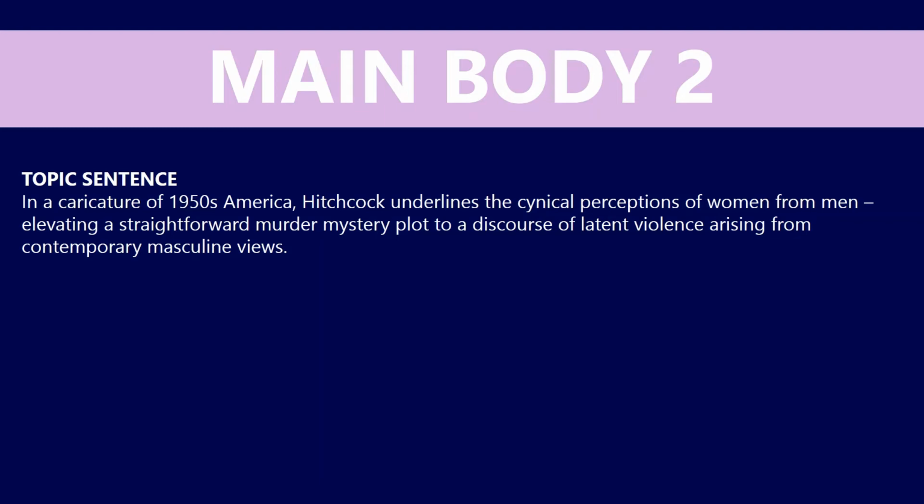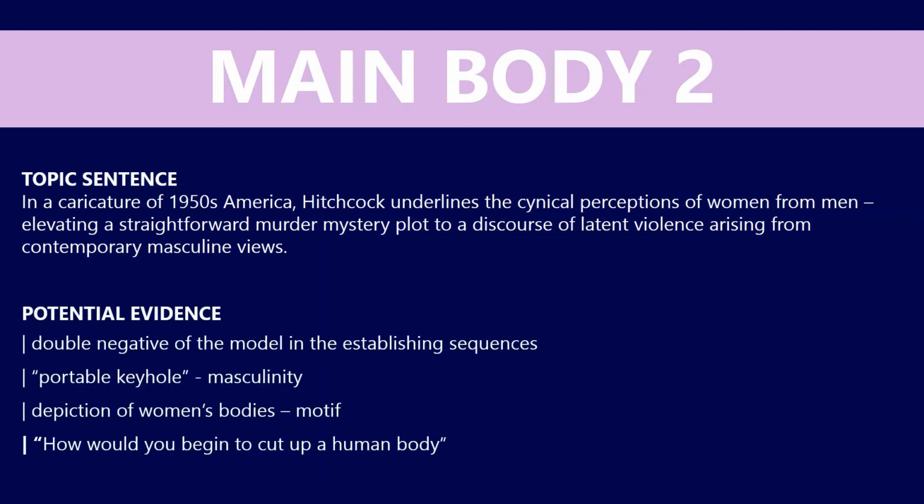Again, quite a long, wordy topic sentence. I think some of this could be used in a second sentence, but it focuses on this idea of gender. In this way, what evidence might you use? I think the establishing sequence when you've got the double negative of the model is really cool to use. I think anyway it shows the way that Jeffries views women, and also I guess the fashion world as well, and by extension Lisa and Lisa's job and Lisa's worth in the world.